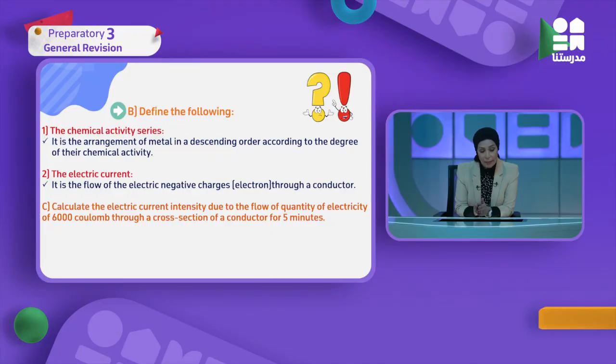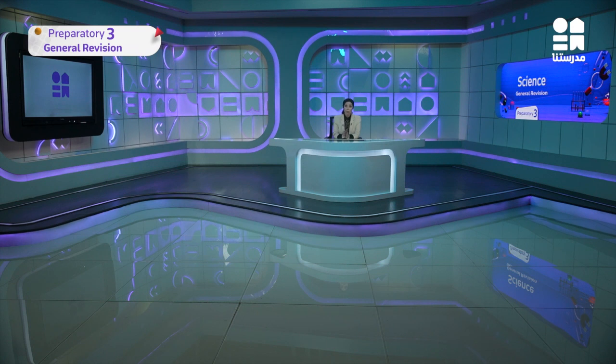Next, here I have a problem, and as I said before, when you start to answer any problem, make your margin, write your data, and start to conclude the rule from your margin. Calculate the electric current intensity. So here the current intensity is unknown, due to the flow of a quantity of electricity of 6,000 coulomb. Here I have Q, the quantity of electric charge, through a cross section of a conductor for 5 minutes, and here I have the time but in minutes.